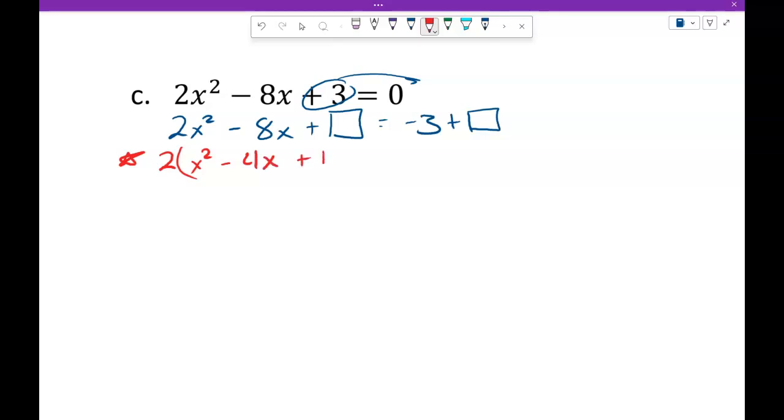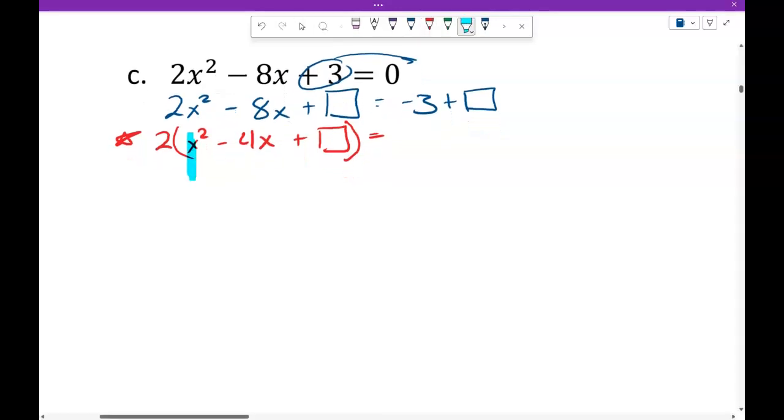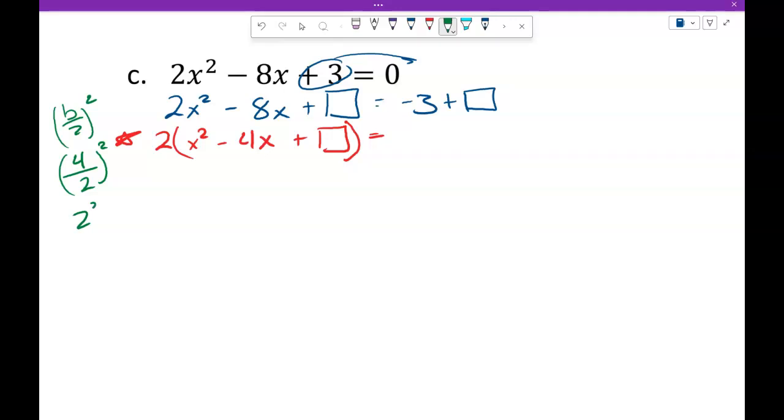That's going to change the expression that I'm trying to complete the square on. I'm now trying to complete the square on this part alone, not on the entire polynomial with the leading coefficient. Go ahead and we'll use our b over 2 formula, b over 2 squared. Our b value is now 4. It's not 8 anymore because we factored out that 2. So the value that goes in the box is 4.